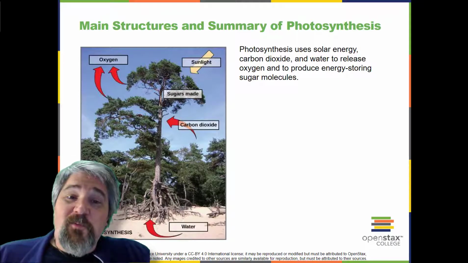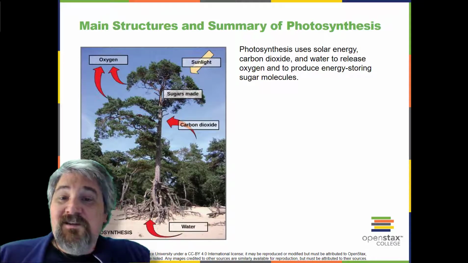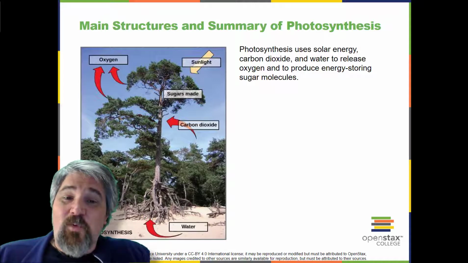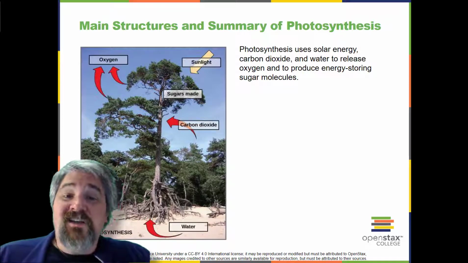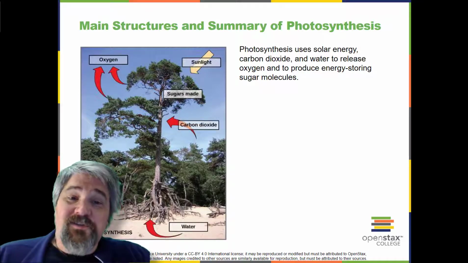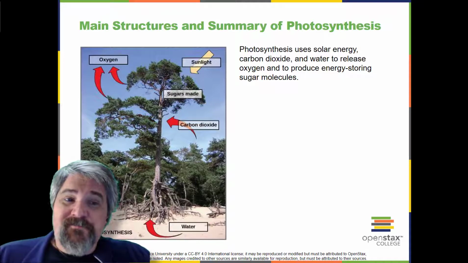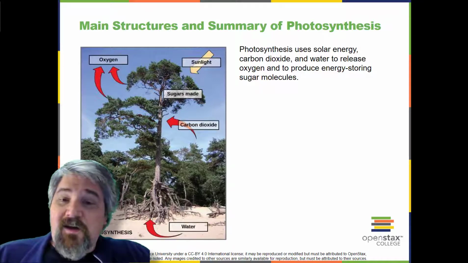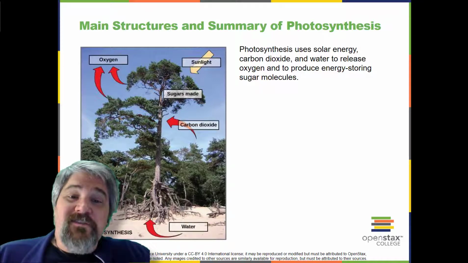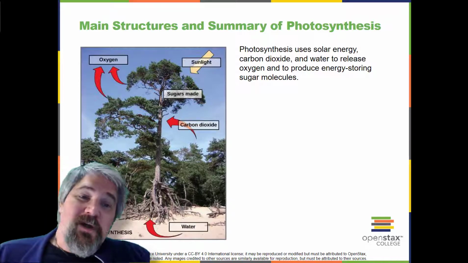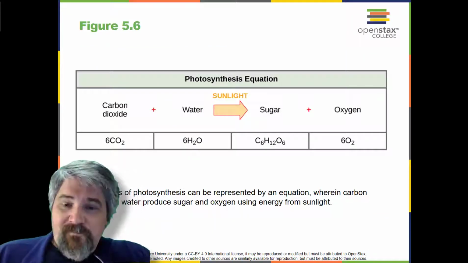Main structures and summary of photosynthesis. Photosynthesis requires sunlight, carbon dioxide, and water as starting reactants. After the process is complete, photosynthesis releases oxygen and produces carbohydrate molecules, most commonly glucose. These sugar molecules contain the energy that living things need to survive. The complex reactions of photosynthesis can be summarized by the chemical equations shown here.